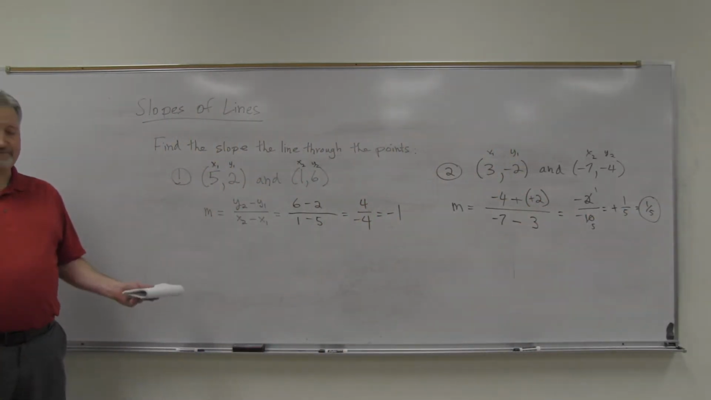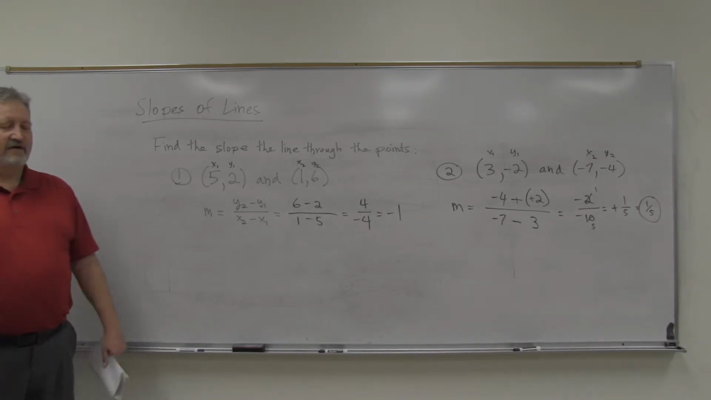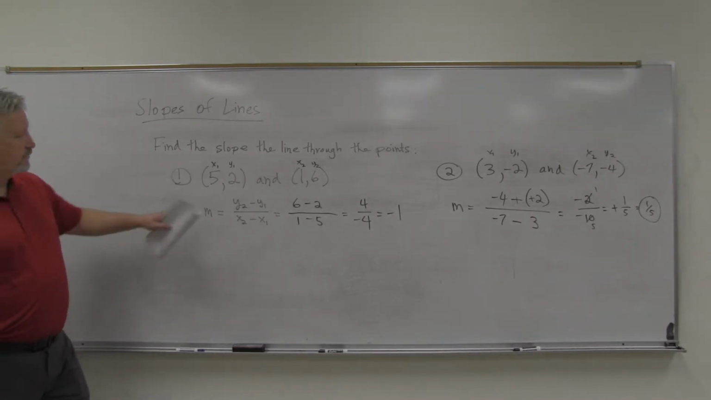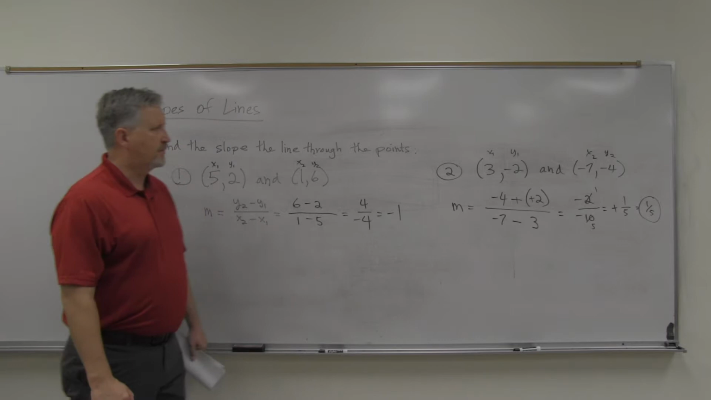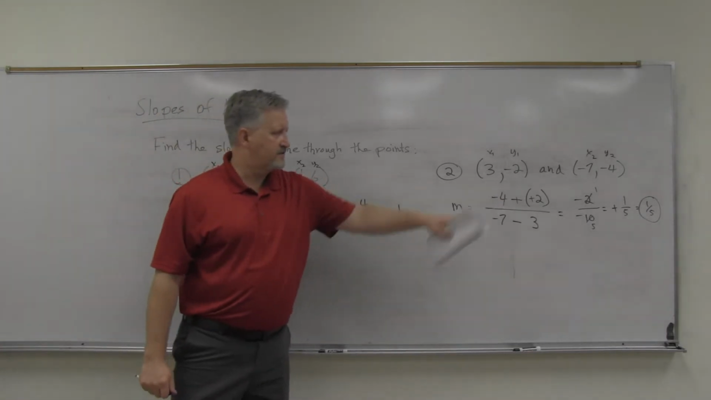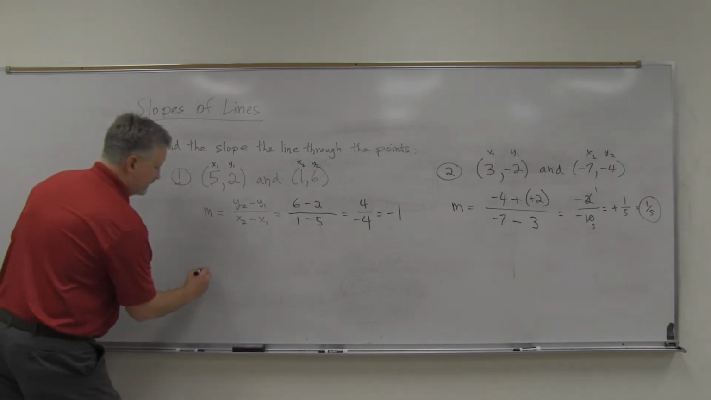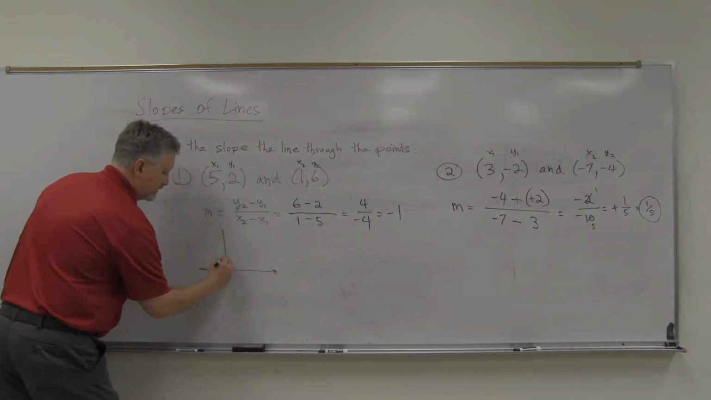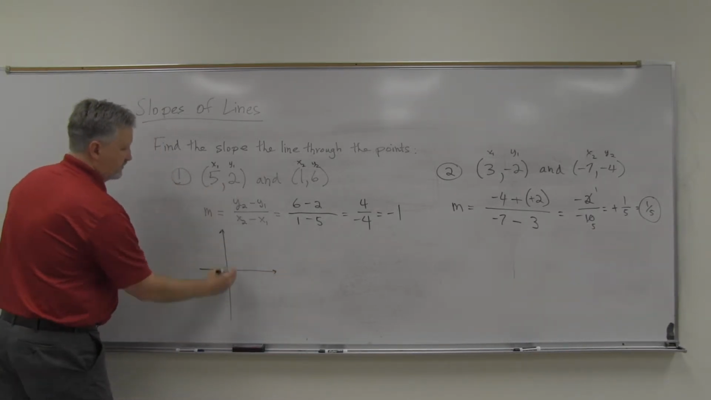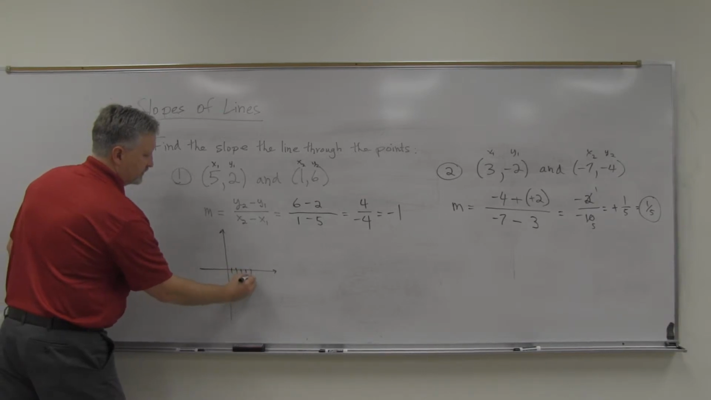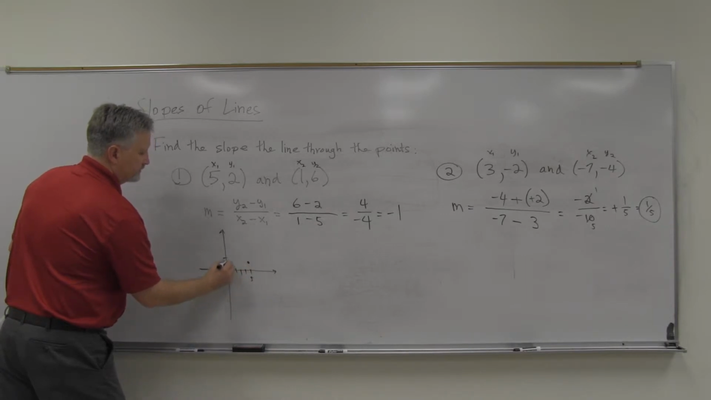Now, the other thing while I've got these up here: one slope is negative, the other slope is positive 1/5. If you look at the graphs here, real quick, 5, 2 is here, and then 1, comma 6, so 1, 6 would be up here, right?